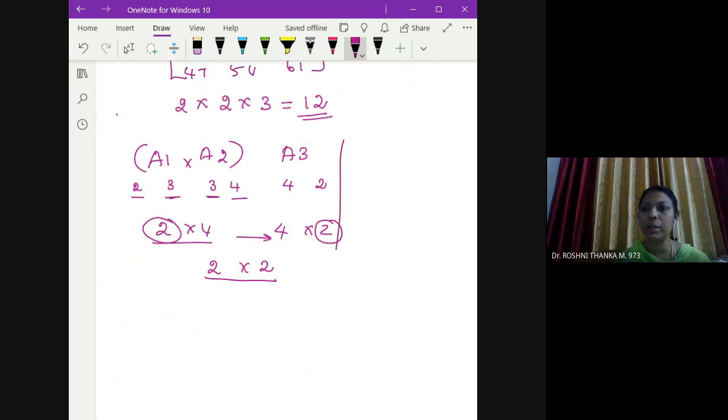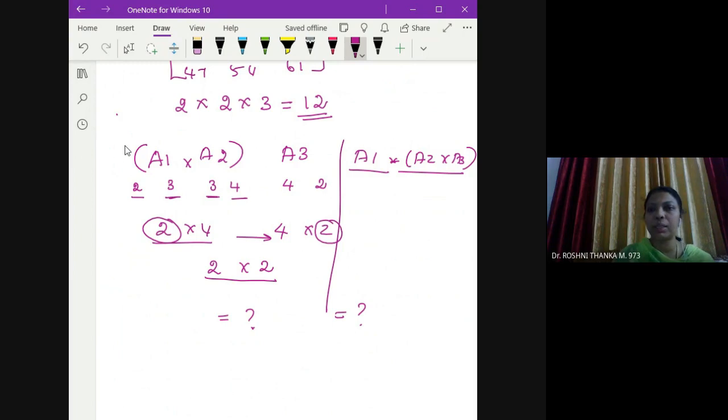What is the other way of doing this multiplication? I can also do it like this. First, I will multiply the A2 matrix with the A3 matrix, and then this result will be multiplied with A1. So this is another way of doing the multiplication. But the result of both will be the same. The value which I get here and the value which I get here will be the same.